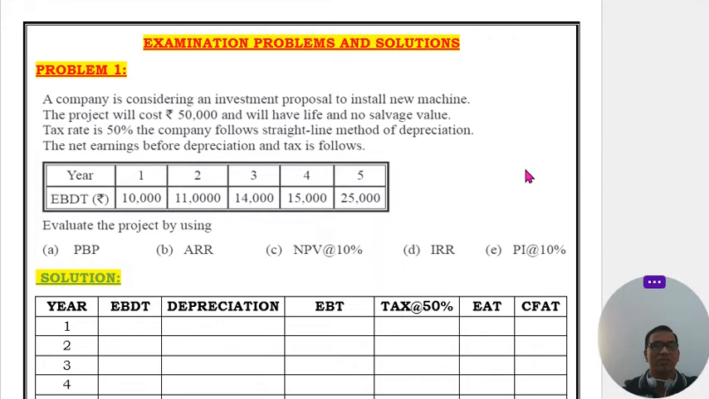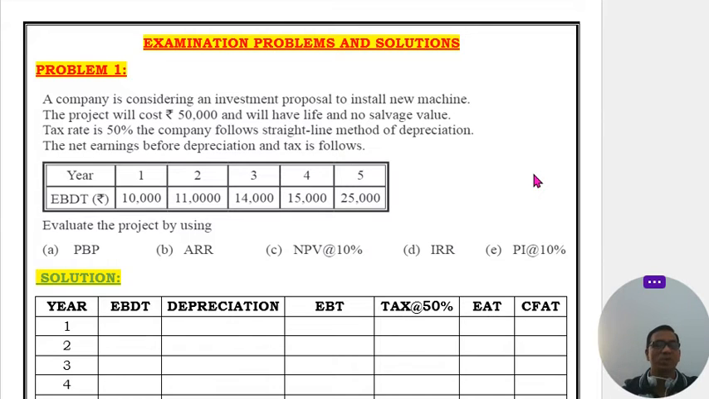PBP and ARR are traditional methods. NPV, PI and IRR are modern discounted cash flow methods. Both are covered here in this question. Before solving any question, first we have to see the cash outflow, that is the cost of the project. Yes, the project cost is 50,000, only project cost. Is there any additional working capital? No. Is there any salvage value? No. And next, life of the project is 5 years.